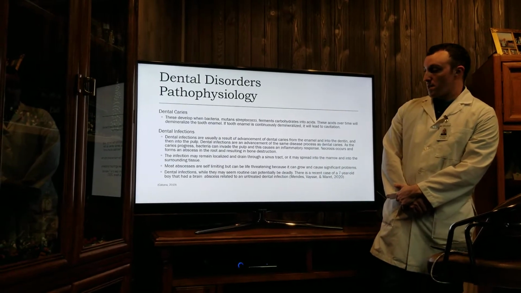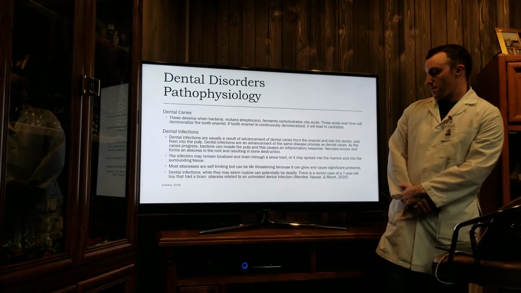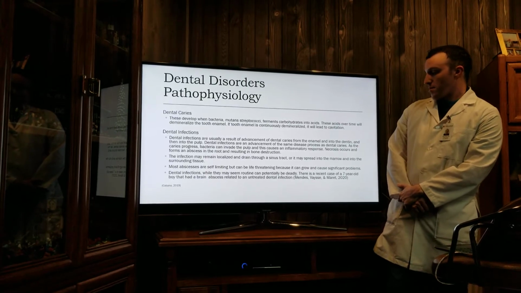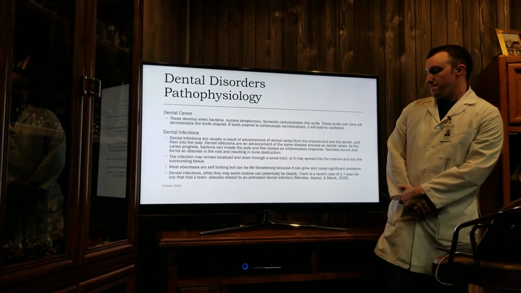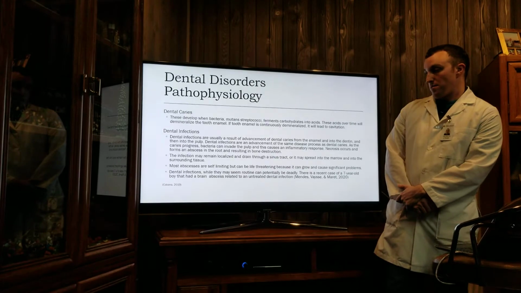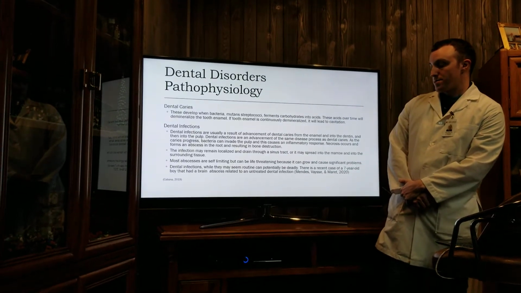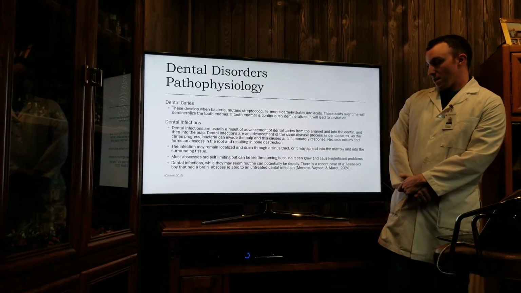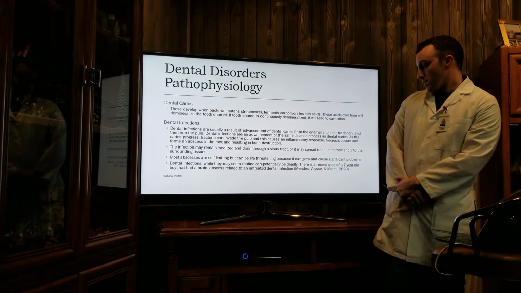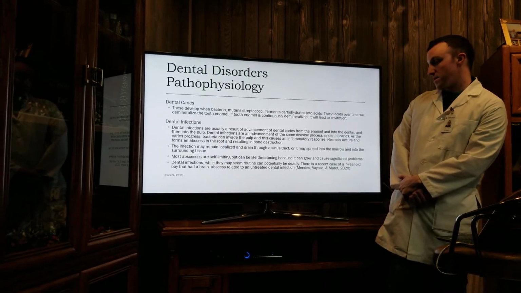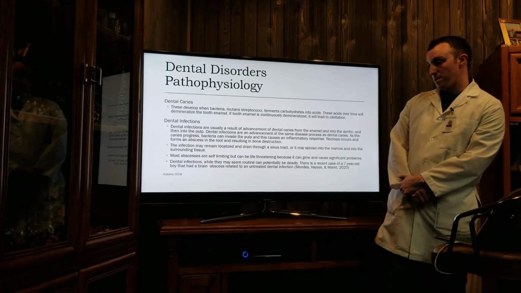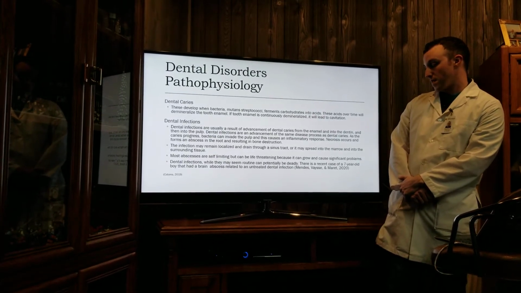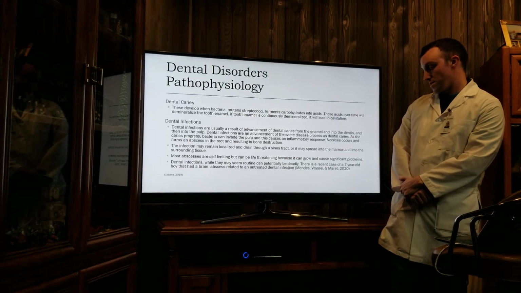Many abscesses are self-limiting, but they can actually be life-threatening. It can grow and cause significant problems. And dental infections, maybe they don't sound deadly, and it's a routine thing we see pretty frequently, but they can be deadly. There's a recent case of a 7-year-old boy that had a brain abscess related to an untreated dental infection. That was earlier this year.